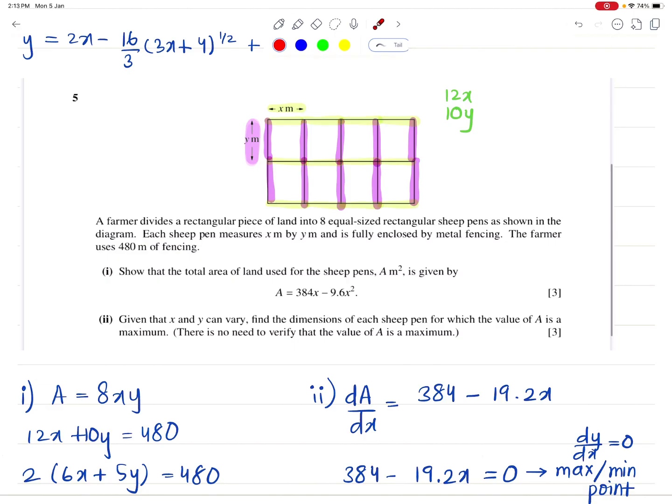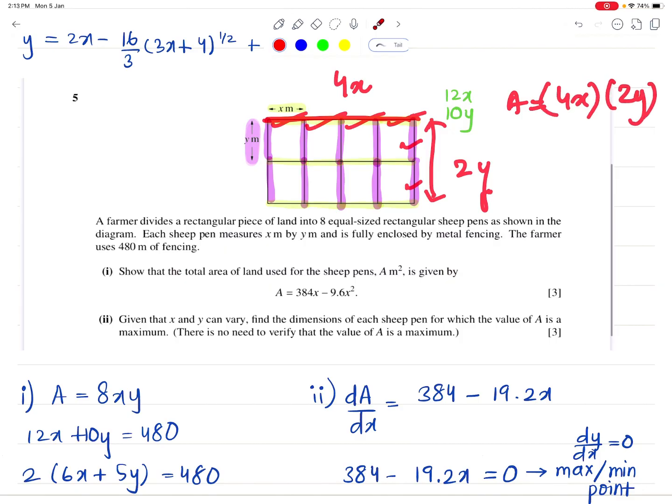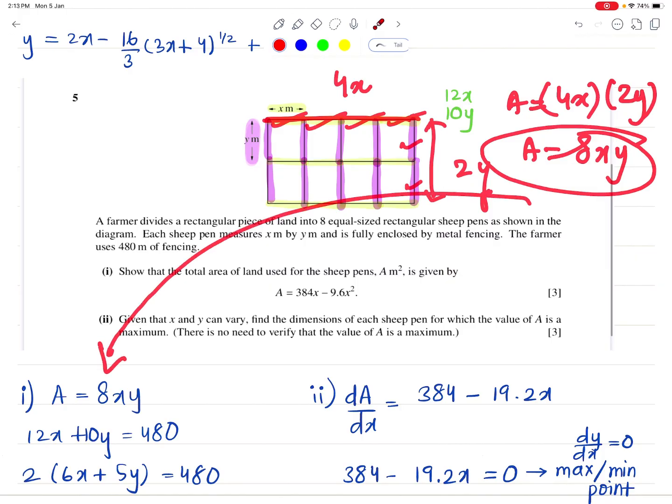So first of all, let's talk about area. I can say that this total length is 1, 2, 3, 4x. And I can say that this total length is 2y. And I know that the area of a rectangle is basically 4x into 2y. That's going to give me 8xy, which is something I have written down over here.